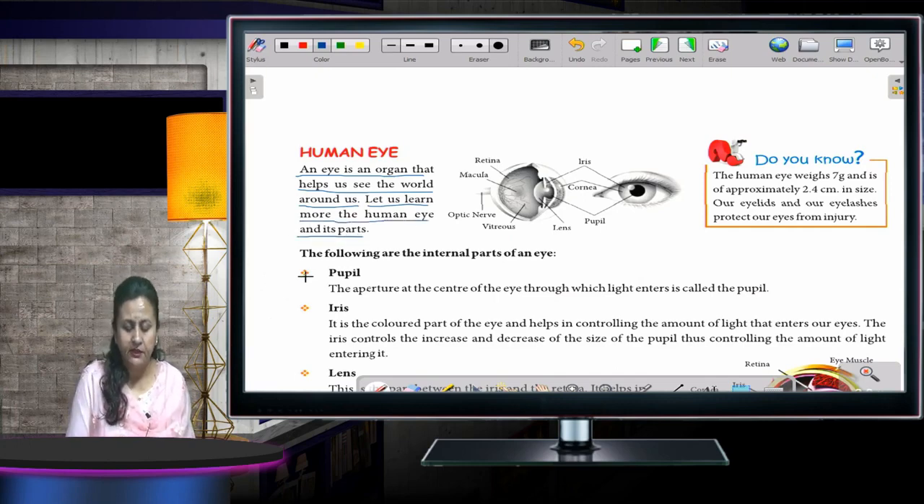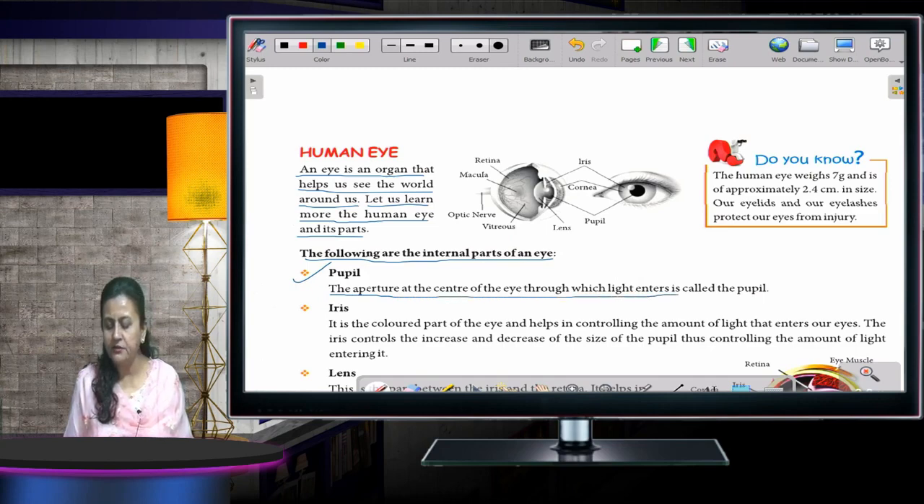First, the following are the internal parts of an eye. First is the pupil. The aperture at the center of the eye through which light enters is called the pupil. You have seen this eye, and this dark part you can see over here is called the pupil. Through it only the light enters the eye.